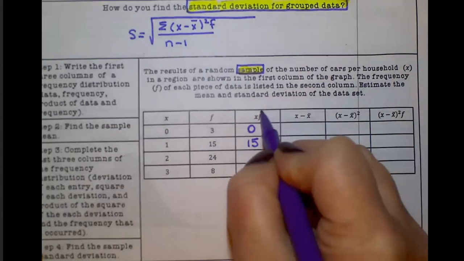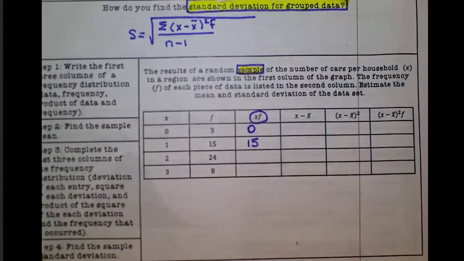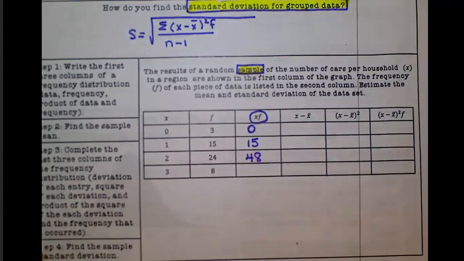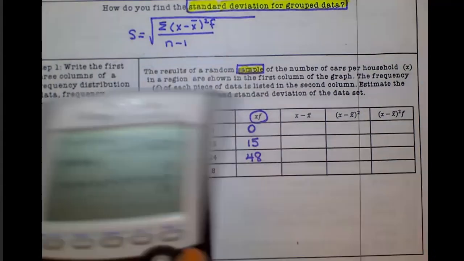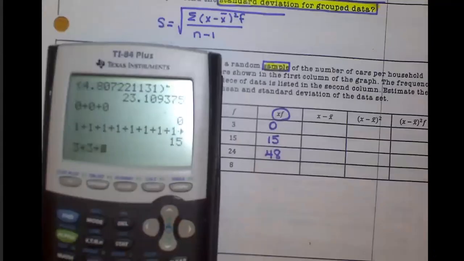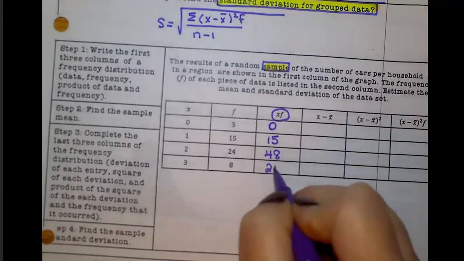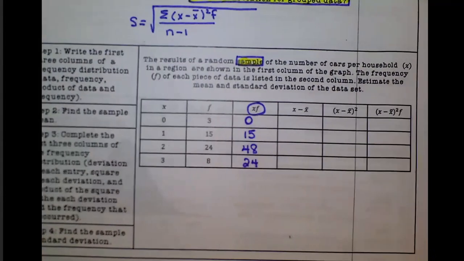So what you can do is you can multiply those together. So if 1 occurred 15 times, rather than adding that up 15 times, I can multiply 1 times 15 and get 15. Rather than adding 2 twenty-four times, I can multiply that and get 48. Rather than adding 3 eight times, I can multiply that together and get 24.